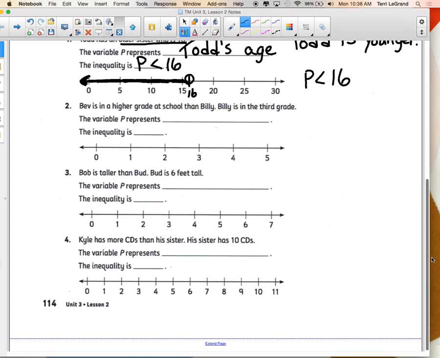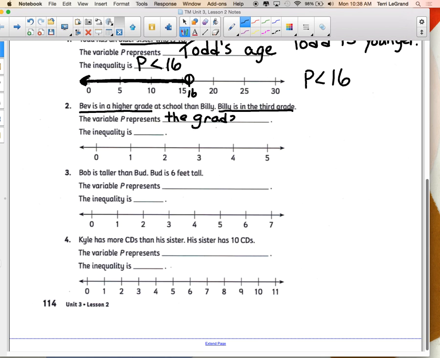Let's move on to Bev. Now we're not talking about age. Bev is in a higher grade at school than Billy. Billy is in the 3rd grade. Okay, so what do we know? We know that Billy is in the 3rd grade. We're also talking about Bev. It says she's in a higher grade at school, so Bev is in a higher grade. We don't know what grade she's in, but we do know that she's in a higher grade than Billy, who is in 3rd grade.